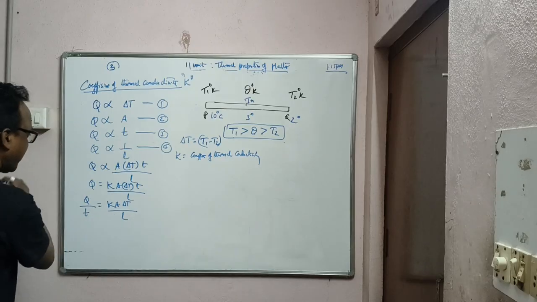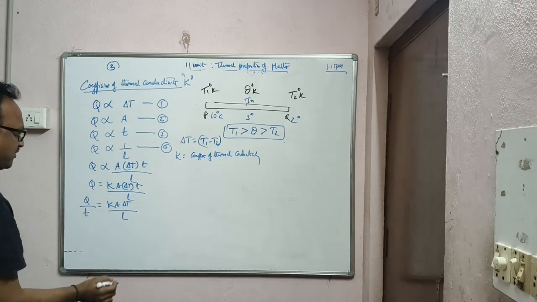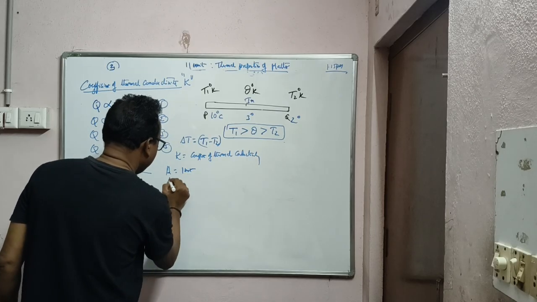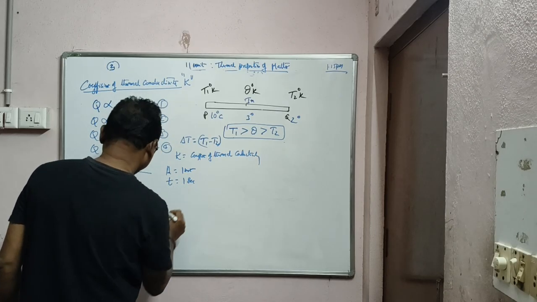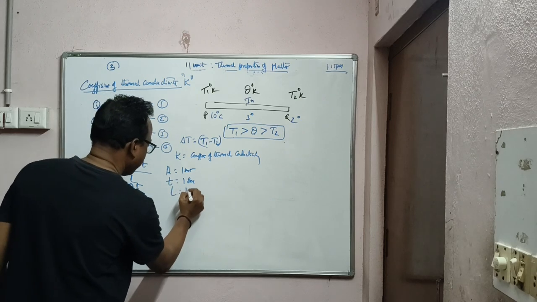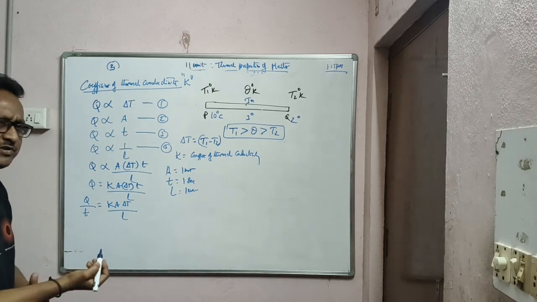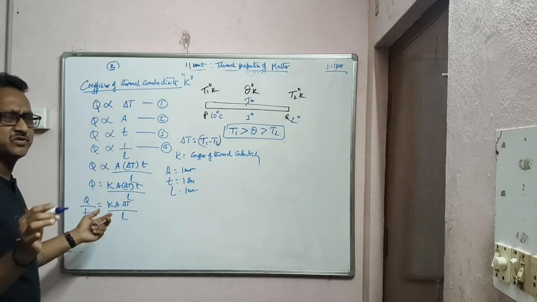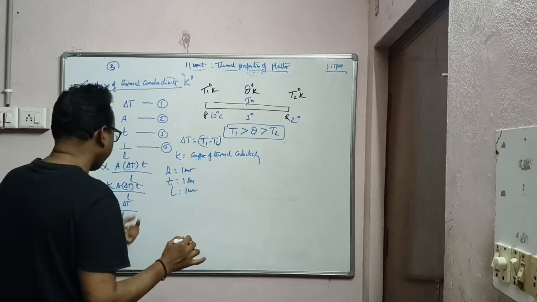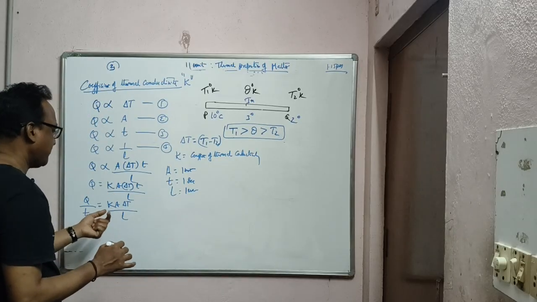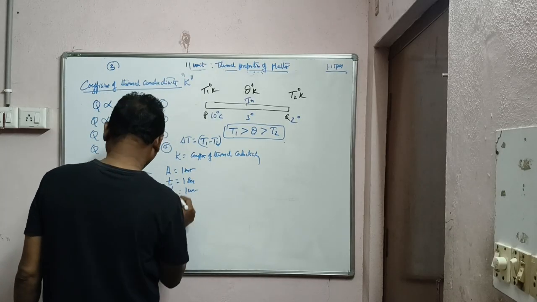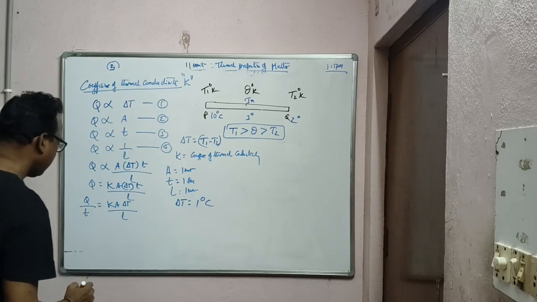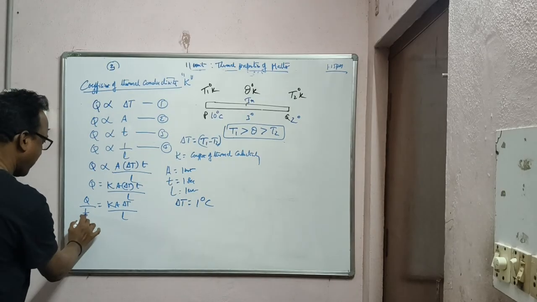Then how can you define it? Make each and everything 1 unit. Make area equal to 1 unit, time equal to 1 second, length equal to 1 unit, or you can take 1 meter, as you like. Better to use 1 unit. Area is equal to 1 unit, length is equal to 1 unit, time is equal to 1 second, and delta T is a 1 degree centigrade difference. So all are 1, 1, 1.